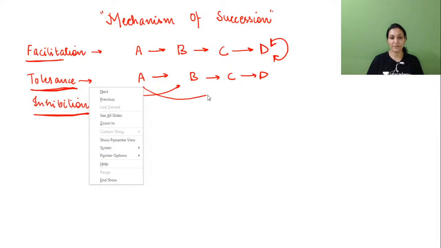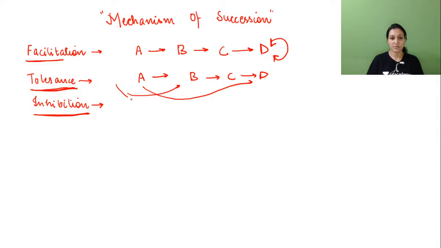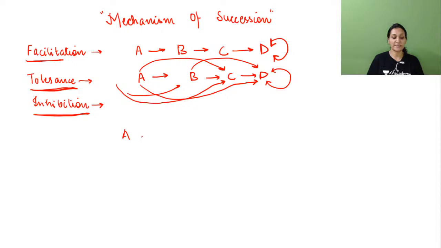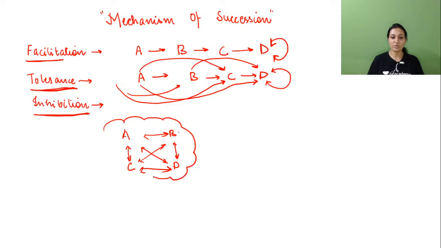A is going to have its effect on D, and is going to have its effect over. So this is the way the diagram of tolerance is drawn, that they are not affecting each other, but they are indirectly affecting the upcoming. And for inhibition, it is drawn like this. It is not facilitating or not at all promoting the growth of the coming community. This is how it should be.